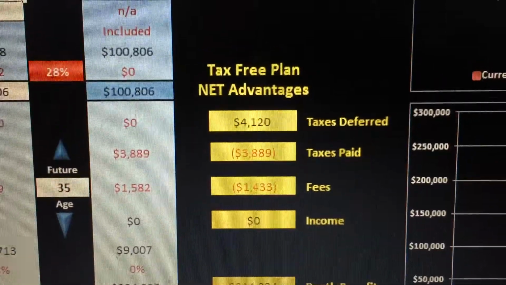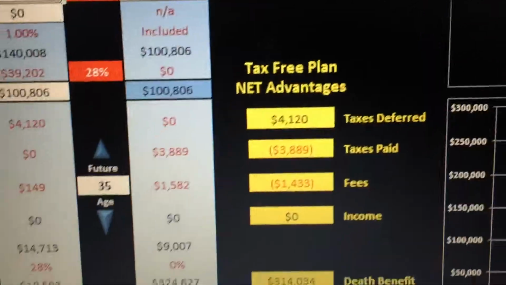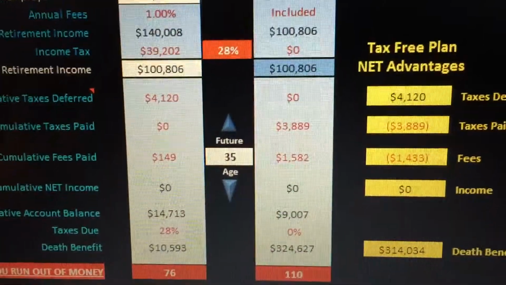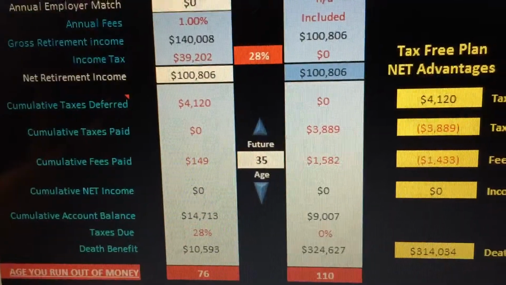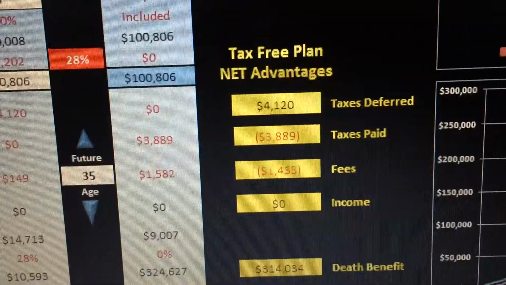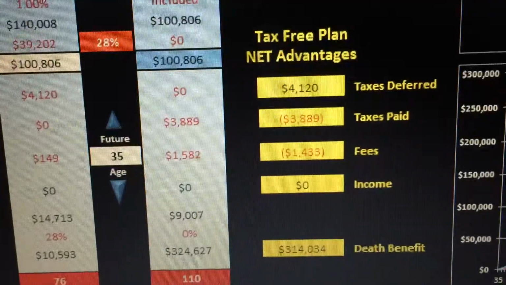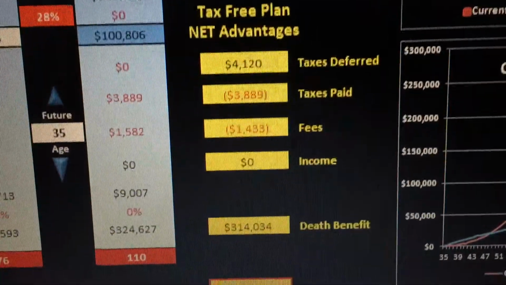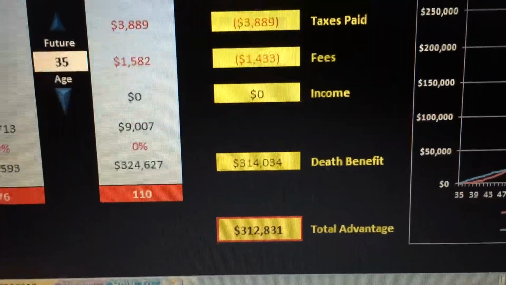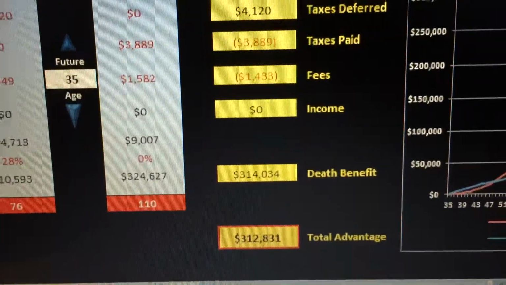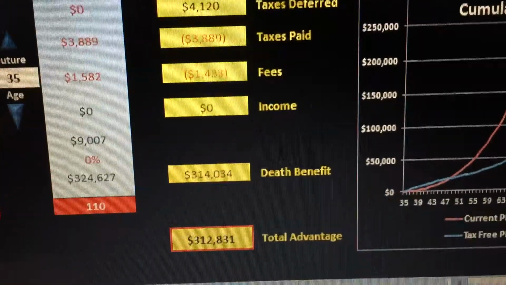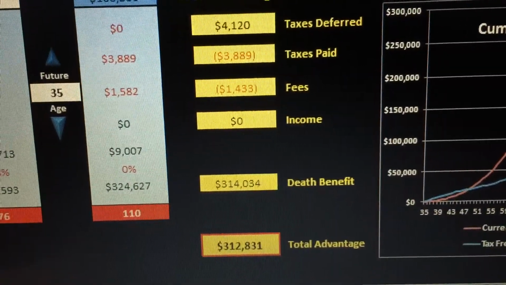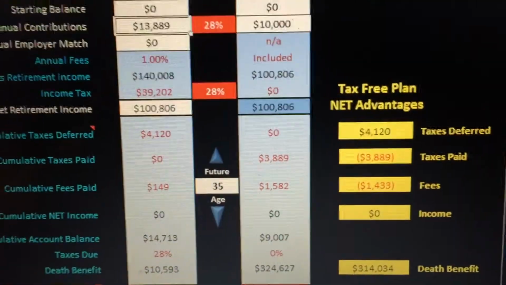This column, the tax-free plan net advantages, computes automatically the difference between each of these columns here. So as you can see, for example, the difference between 4,120 and 0 is 4,120, and so forth. So what this does is it computes a running tally of the benefit of the Index Universal Life. The bottom line there, total advantage, is the total advantage to having an Index Universal Life for this scenario. So let's take a look here.